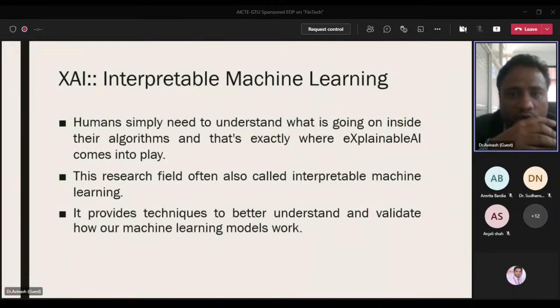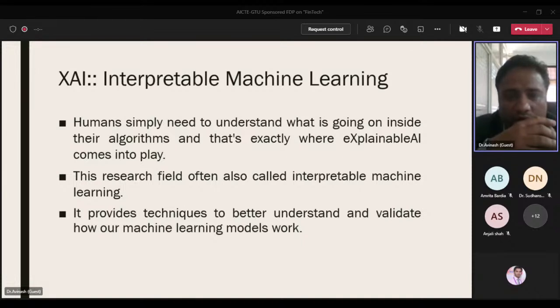That means we have to interpret the things which have been done through machine learning. The major thing here is that humans simply need to understand what is going on inside their algorithm, and that's exactly where explainable AI comes into play. This particular research is called the interpretable machine learning approach, so that we can understand what exactly is done by the machine learning algorithm.